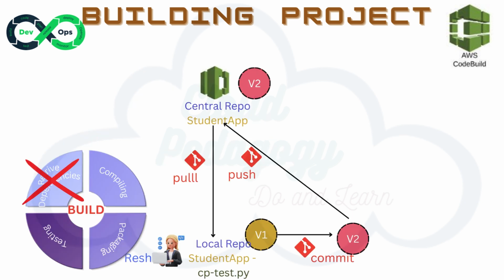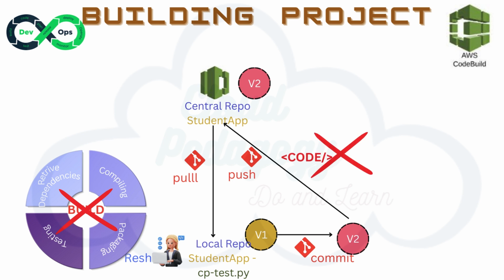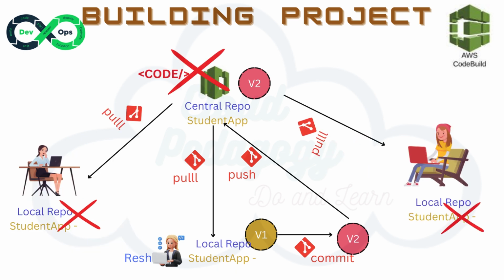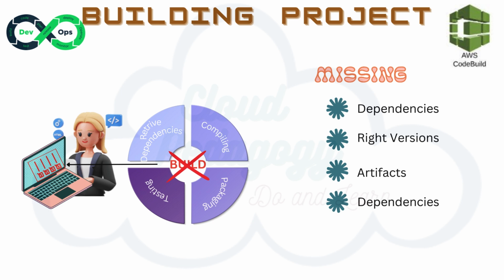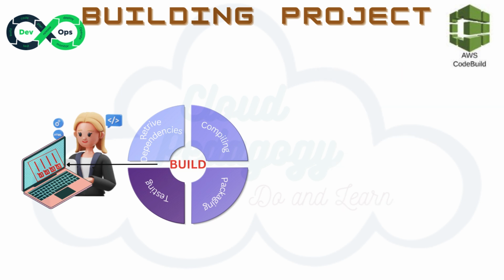Now, if any of these build steps, such as retrieving dependencies, compiling, packaging, or testing fails, then we will have a broken build. This is something we want to catch as early as possible. If I commit something that is breaking the source control, I am impacting others on the team. Basically, these are common issues encountered in the target environment, such as missing dependencies, mismatched versions, leftover artifacts, and missing configurations.